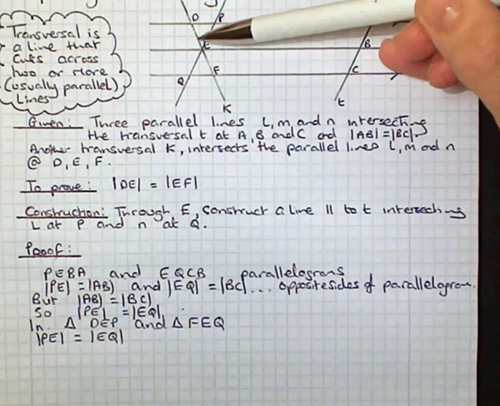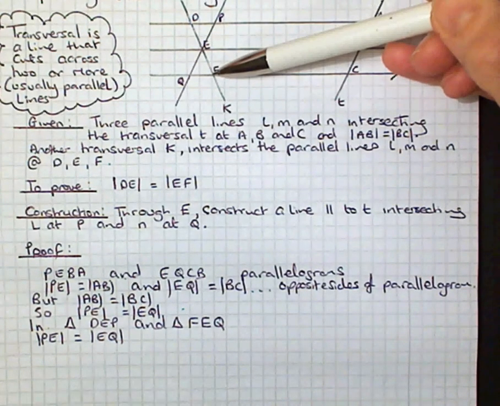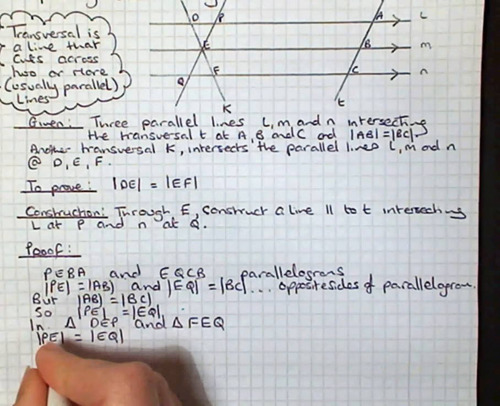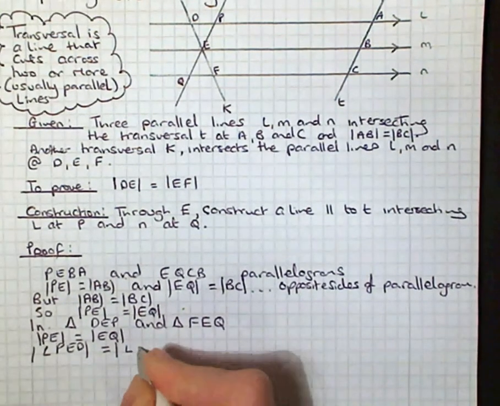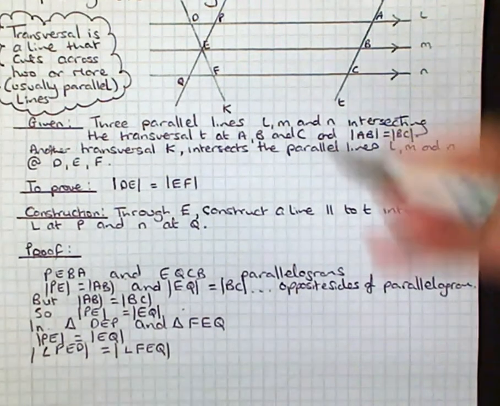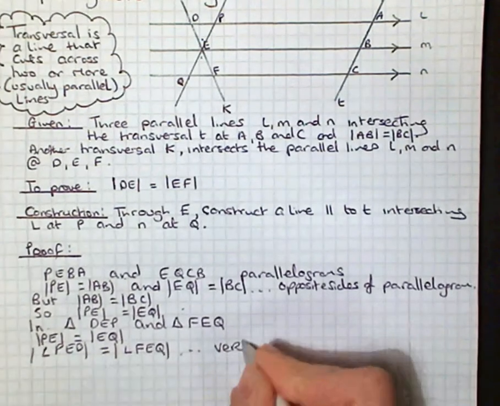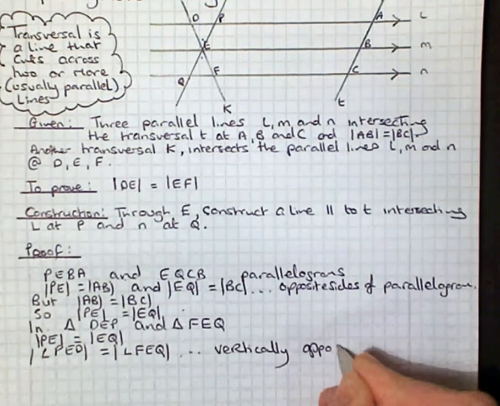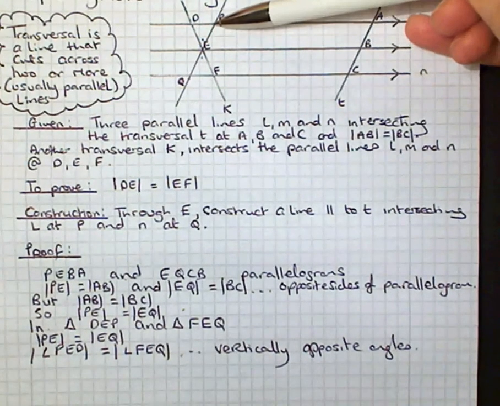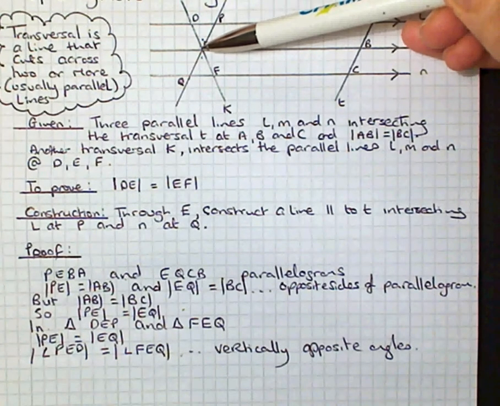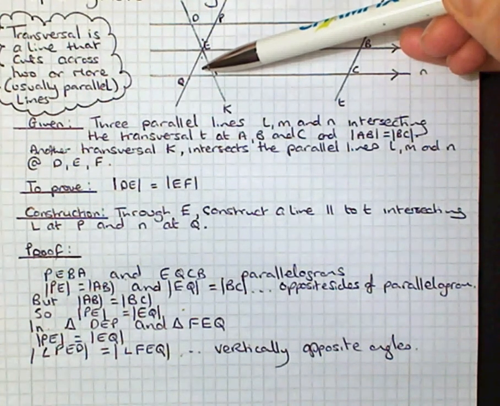Now, I can also say that the angle PED is equal to the angle FEQ, because they are vertically opposite angles. And that's the reason: vertically opposite angles. So I now have a length, PE, and I have the two lengths equal and the two angles equal.